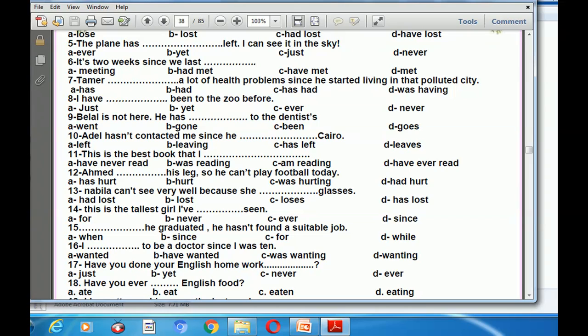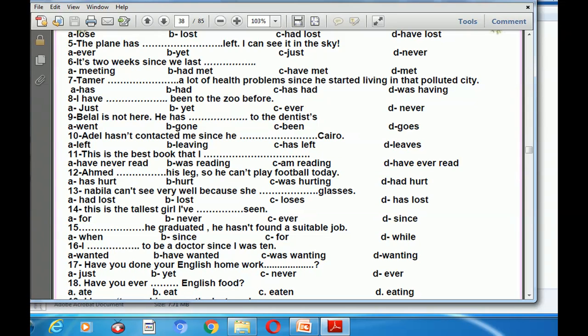This is the tallest girl I have. We mentioned this is plus a superlative adjective, I have ever seen, number C. Since he graduated, he hasn't found a suitable job. Yes, number B, since he graduated. I have wanted to be a doctor since I was 10. Of course, I have wanted.